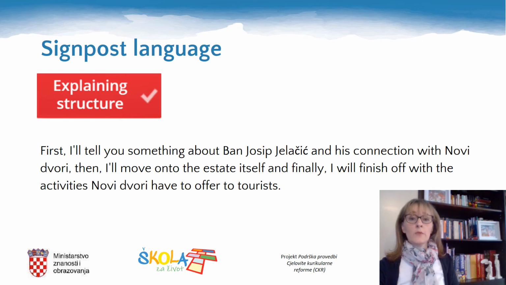Next, explain the structure of the presentation, like this. "First, I'll tell you something about Ban Josip Jelačić and his connection with Novi Dvori. Then, I'll move on to the estate itself, and finally, I will finish off with the activities Novi Dvori has to offer to tourists." This way, the audience knows what I will talk about and how long it might last.